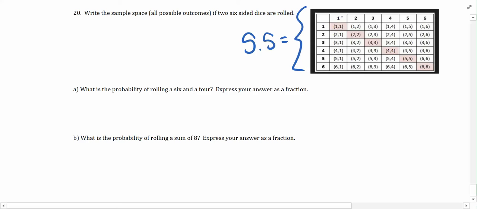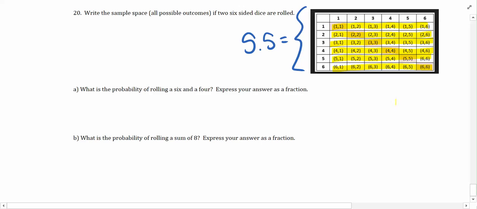You've got the first die, you could roll a 1, 2, 3, 4, 5, or 6. And then the second die, you could also roll a 1, 2, 3, 4, 5, or 6. So the sample space is all the possible combinations of rolls that you could get. Those are all being highlighted for you right now. So I get a 1 and a 1, a 1 and a 2, a 1 and a 3, and so on and so forth. That right there is what you would write down for the answer for the sample space.